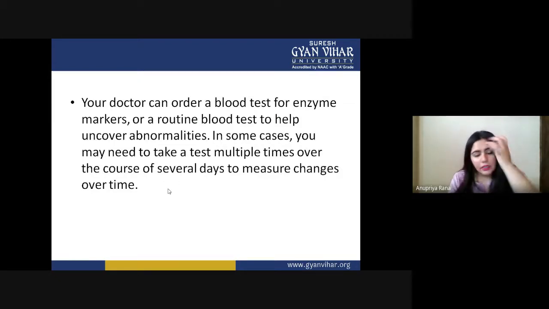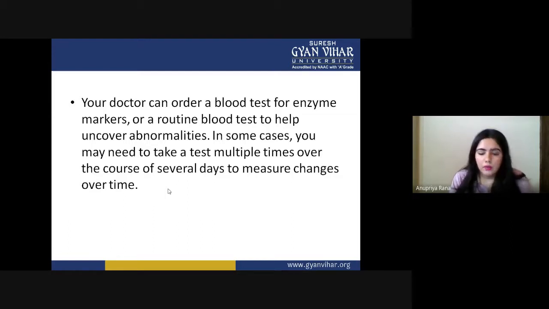Now, take a condition here, like your doctor testing for enzyme markers or a routine blood test to help uncover abnormalities. In some cases, you may need to take a test multiple times over the course of several days to measure changes over time. Sometimes when we go to the doctor and tell them about our problem, they always refer us to some diagnostic test, like a blood test, thyroid test, lymph test, any test they think is associated with our problem.